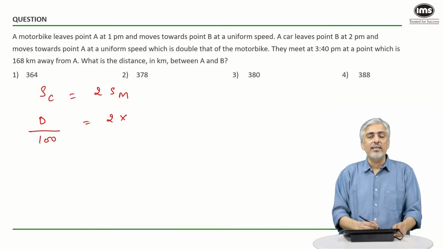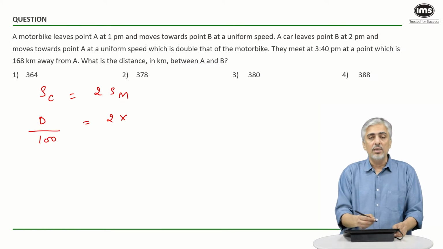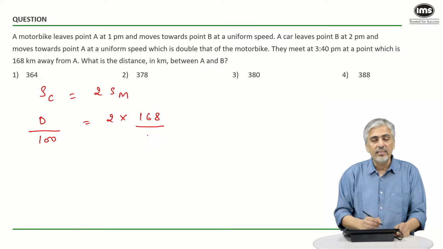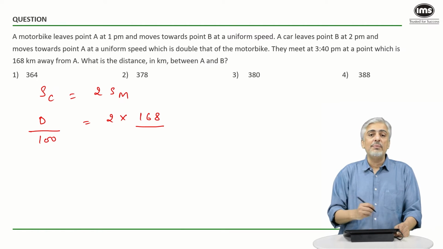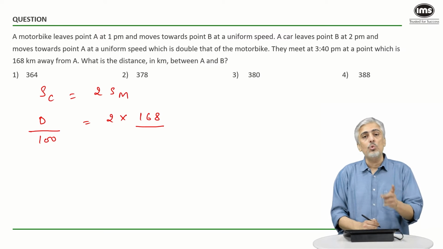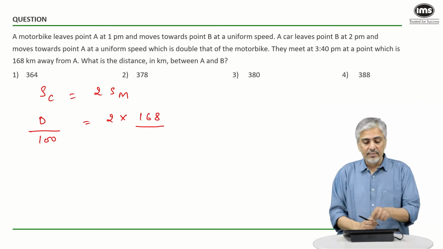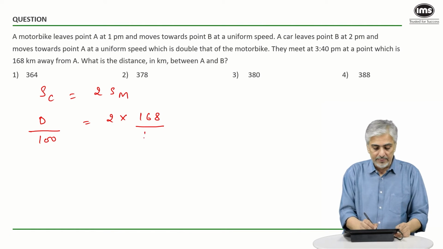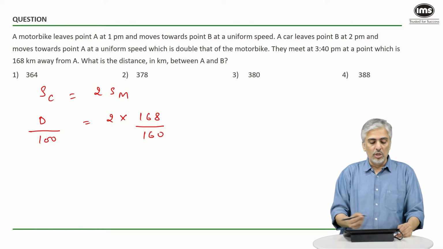What is the speed of the motorbike? Speed of the motorbike was again distance upon time. The distance I know is 168, which was given to us, upon how much? How many minutes has it traveled for? Look at it properly. It started at 1, so 1 to 3:40 is 2 hours 40 minutes. That will become 160 minutes. Solve that to get D.